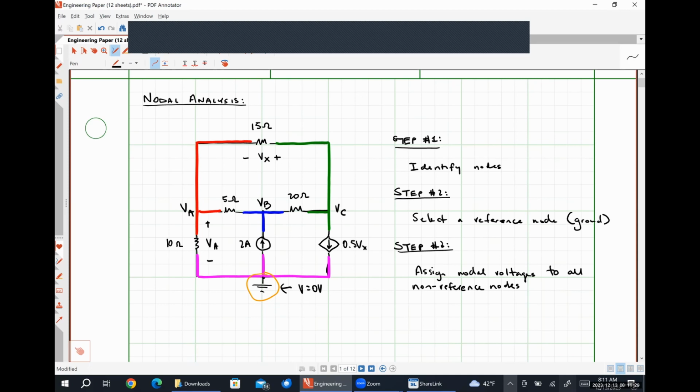That's what a nodal voltage means. Wherever we put the designation, that's the positive polarity terminal. Ground is always the negative polarity terminal of a nodal voltage.